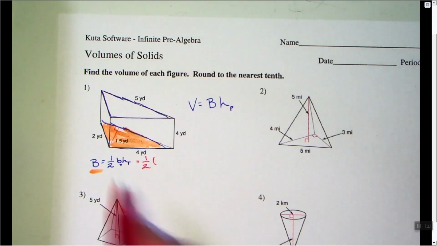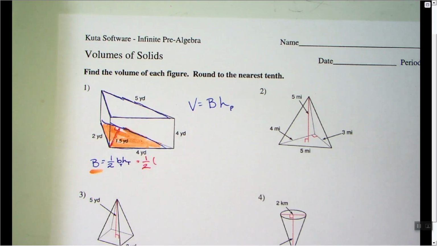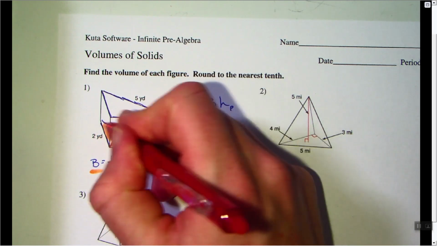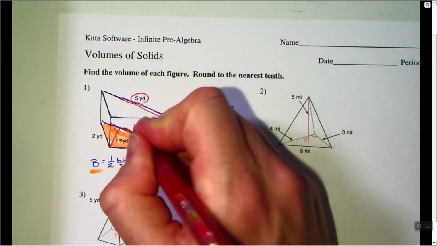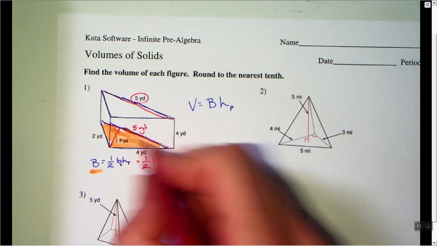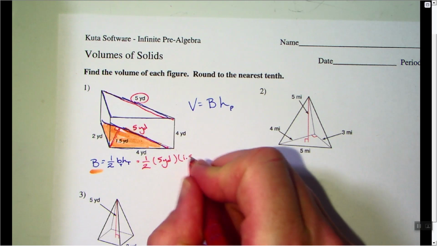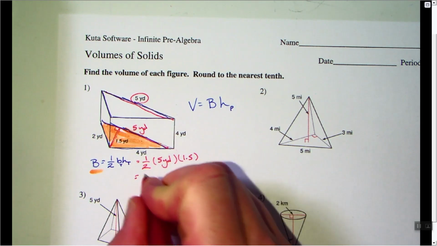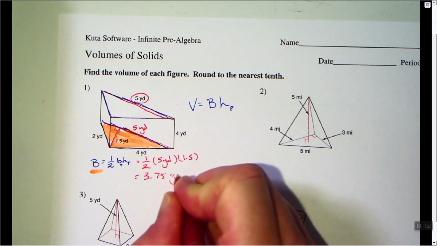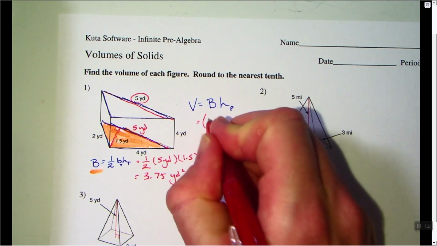Now, I notice some things here. First of all, I know this length right here. That length is 1.5, which looks like a height. And perpendicular to that is this length right here, which is the same as this length right here. So this is the base. This is also 5 yards. So the base of my triangle is 5 yards, and the height of my triangle is 1.5 yards. Let me compute just the area of the base. The area of the base is 3.75 square yards. I can put that in right here.